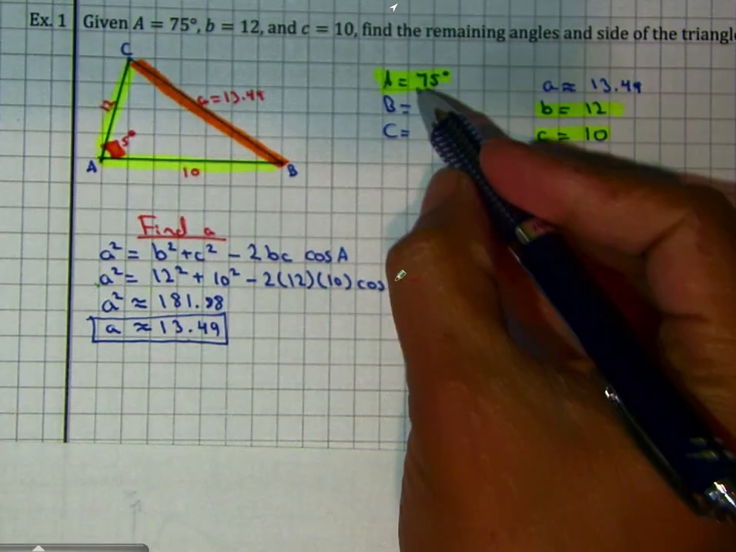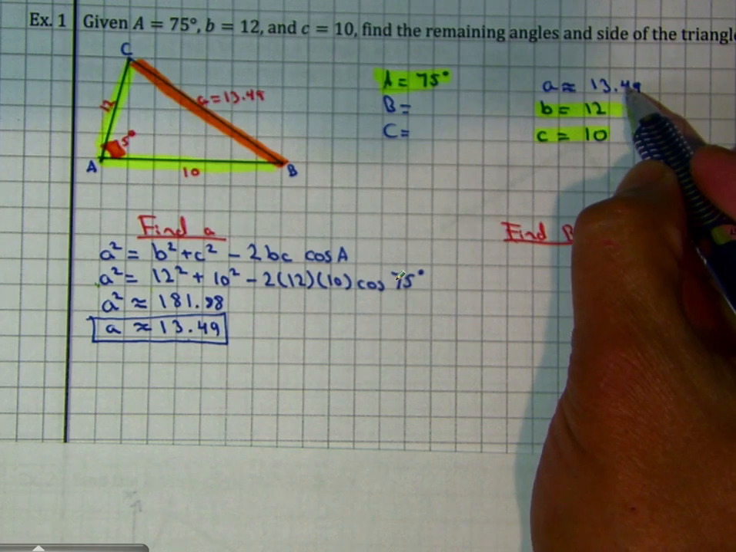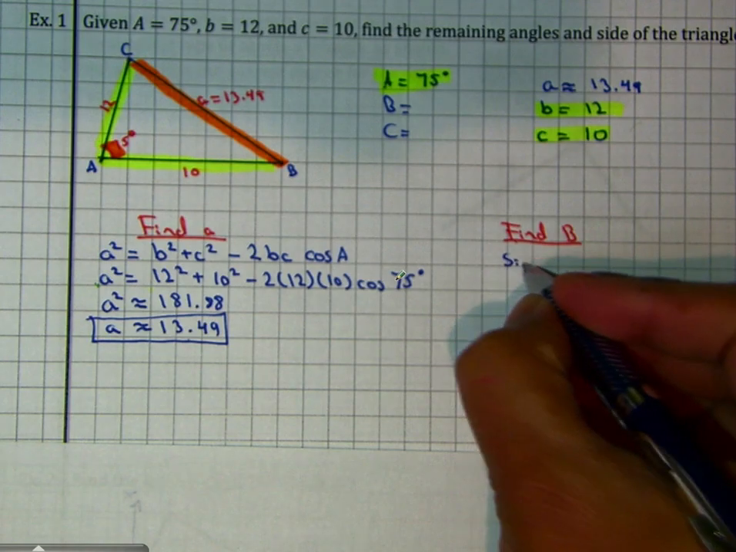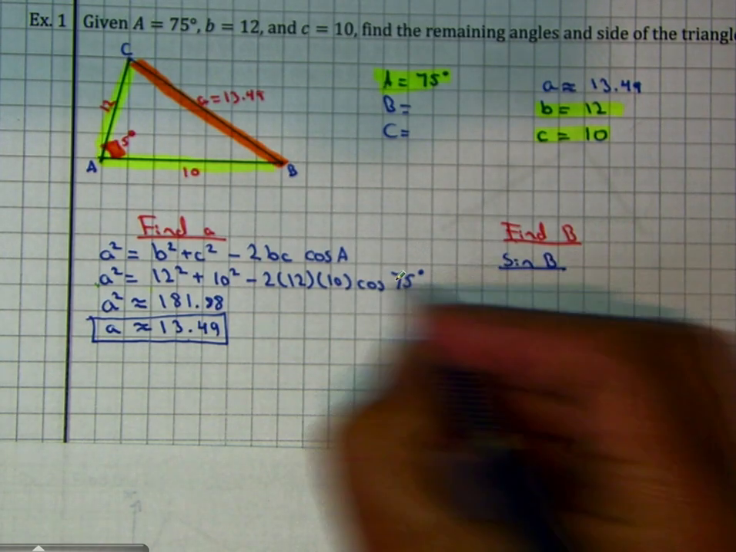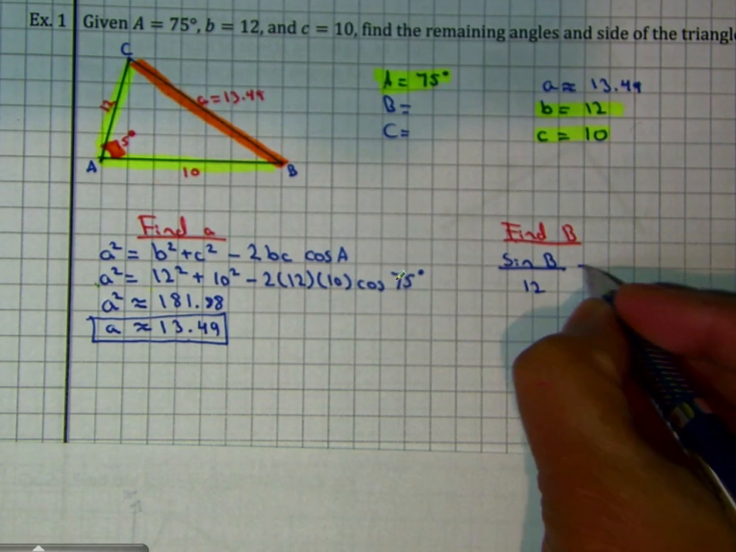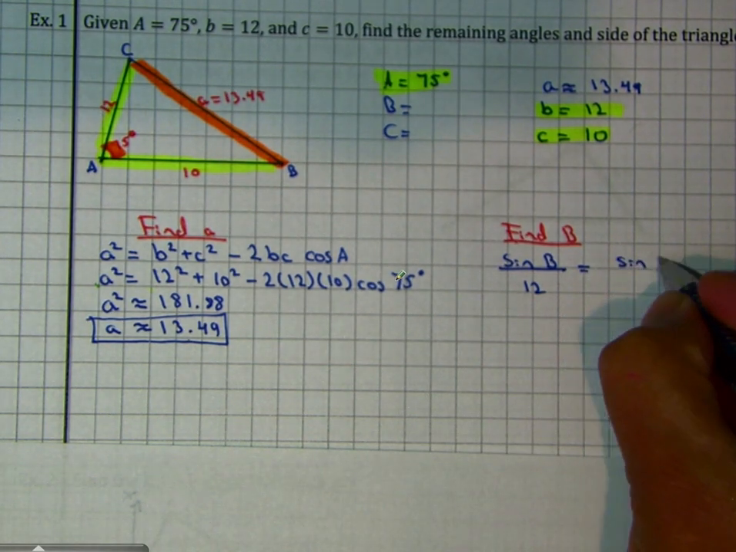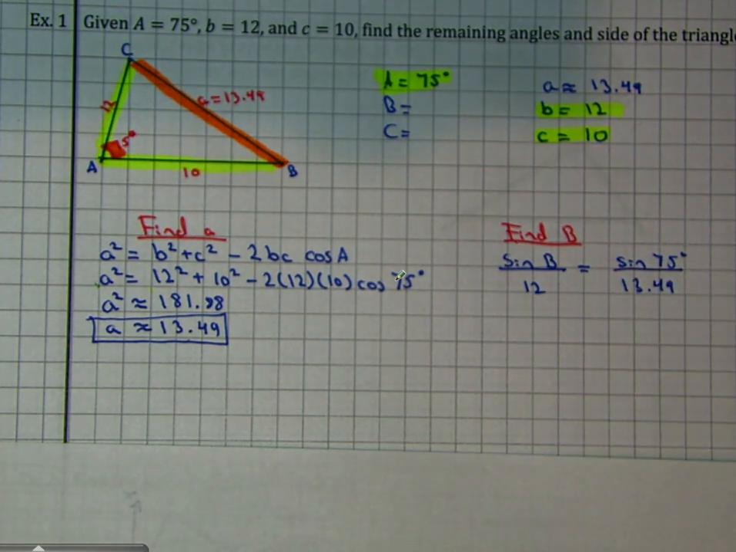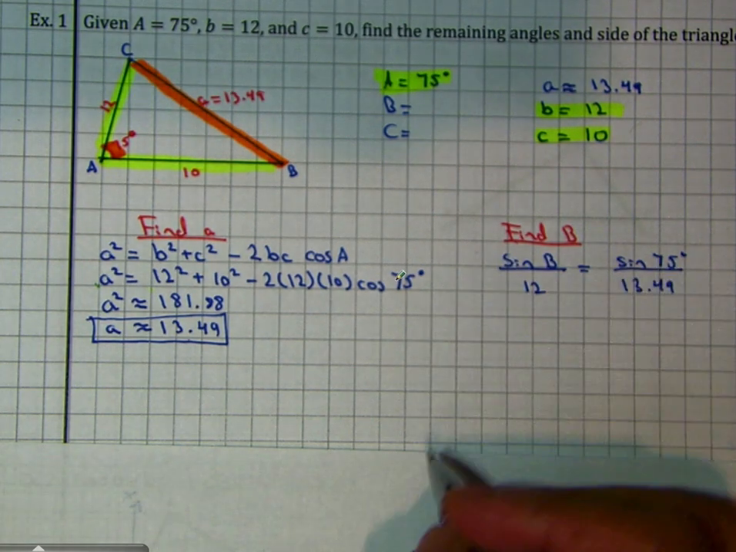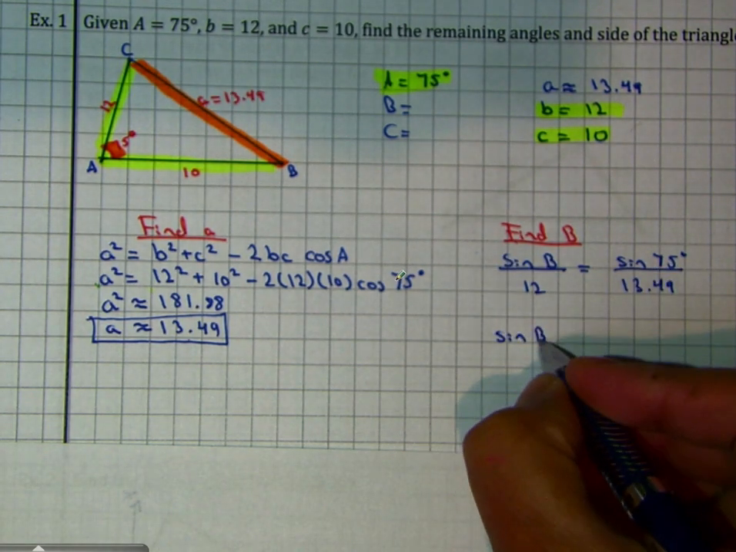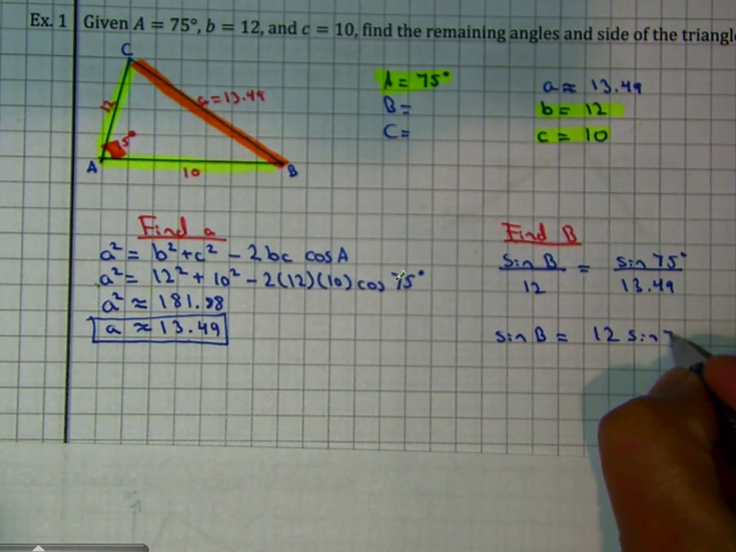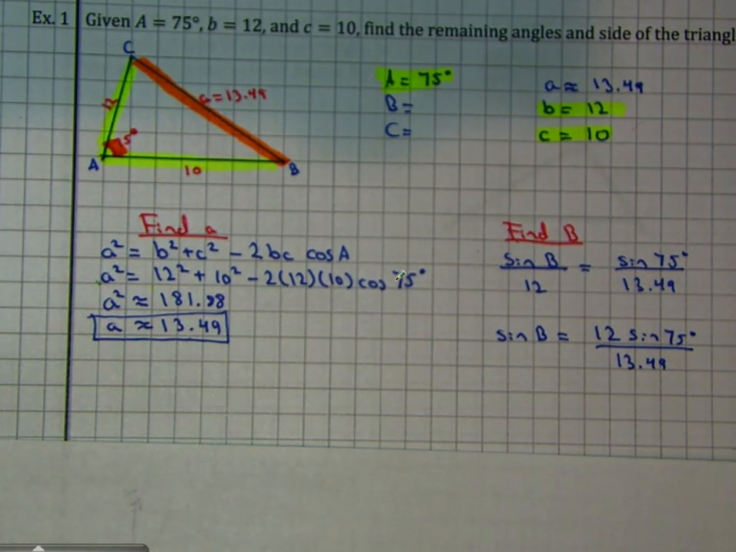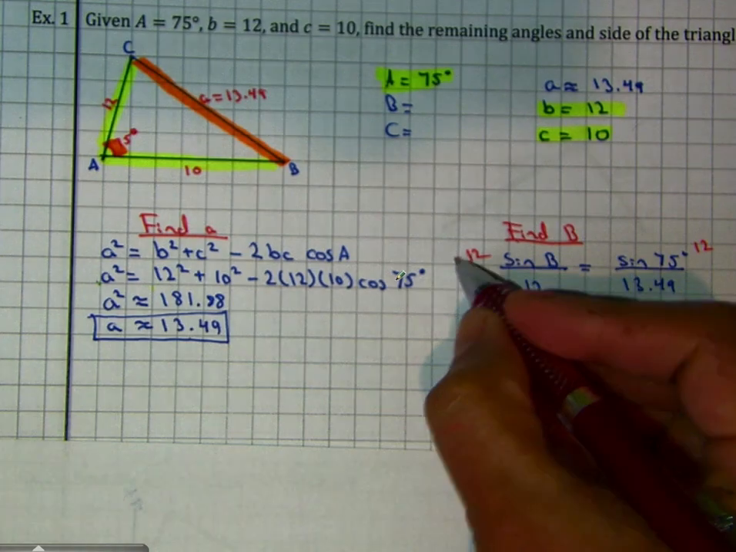Remember, for the law of sines, you need an angle and the opposite side, which we do have. And I'm looking for angle B. So therefore, the sine of B over side b, which is 12, equals the sine of the angle, which is 75, over the opposite side. I'll multiply both sides by 12. So therefore, the sine of B is equal to 12 sine of 75 degrees over 13.49. So by multiplying by 12, that cancels.